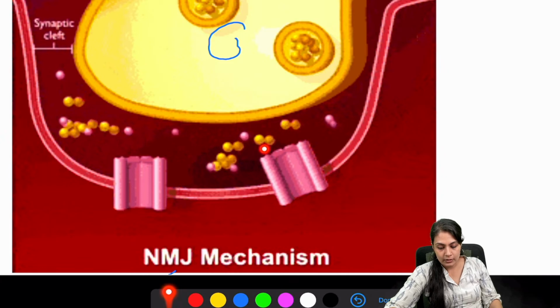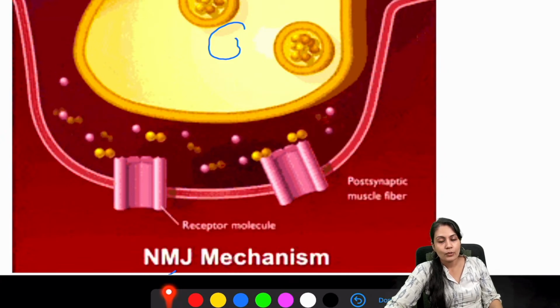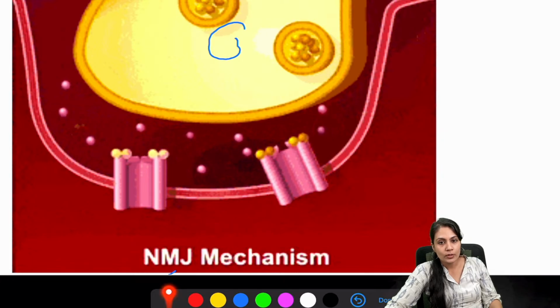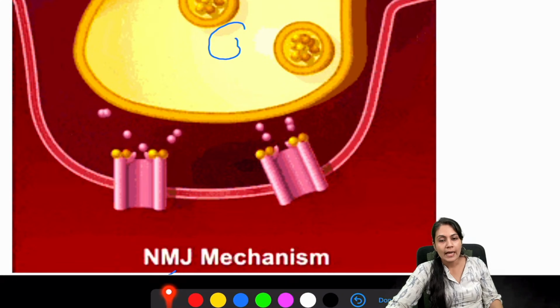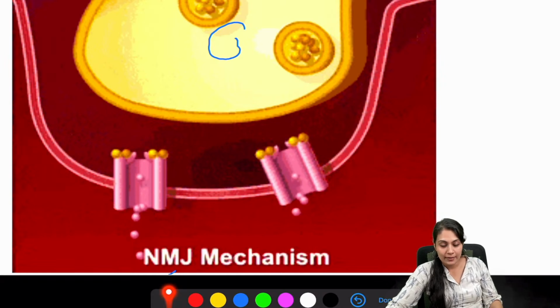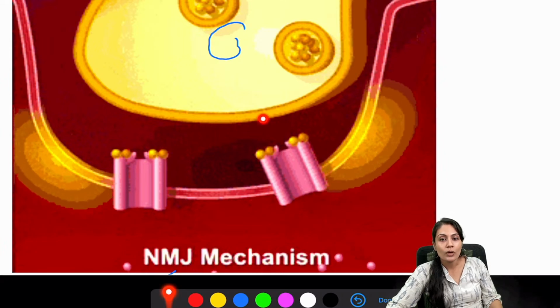This neurotransmitter will go and sit on these channels. See over here now, they are going to go and sit on this channel. What is going to happen? The doors of these channels were closed, and as soon as they open, what is going to happen? The sodium will start to enter. Why? Because these are the ligand gated sodium channels.